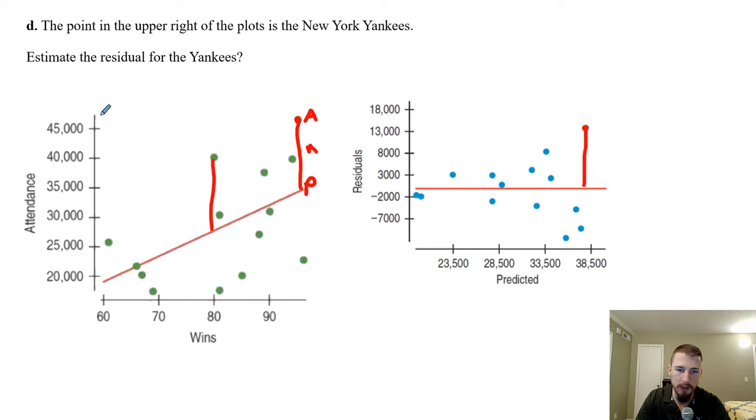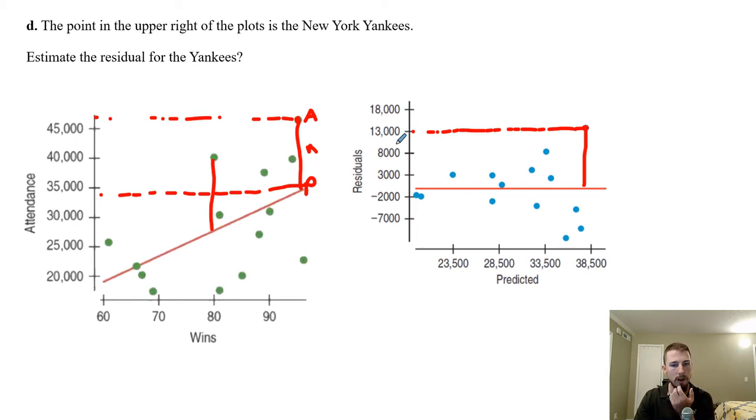You could try to predict what these values are going off over here, and then the same thing from here, and then try to figure out how far apart they are. But the easiest way to do this is to look at the residual plot, and if we go across here, it looks like it's going to be close to about 13,000. So we have a positive residual of about 13,000, which means the Yankees had about 13,000 more fans in attendance above what we would predict for them based on the number of wins that they had.